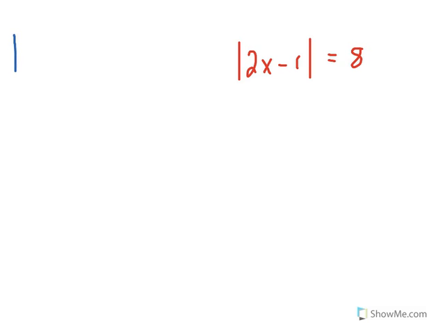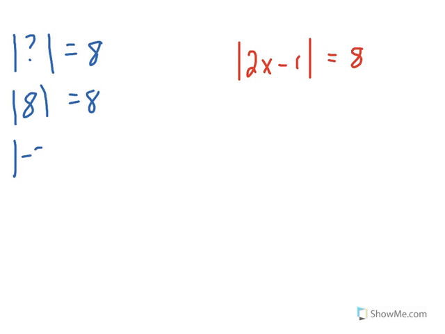If I had some number inside the absolute value, and I said it equaled 8, what's a number I could put there that makes this a true statement? Well, most people are going to say, hey, that works right there. And you would be correct. Absolute value of 8 is 8.